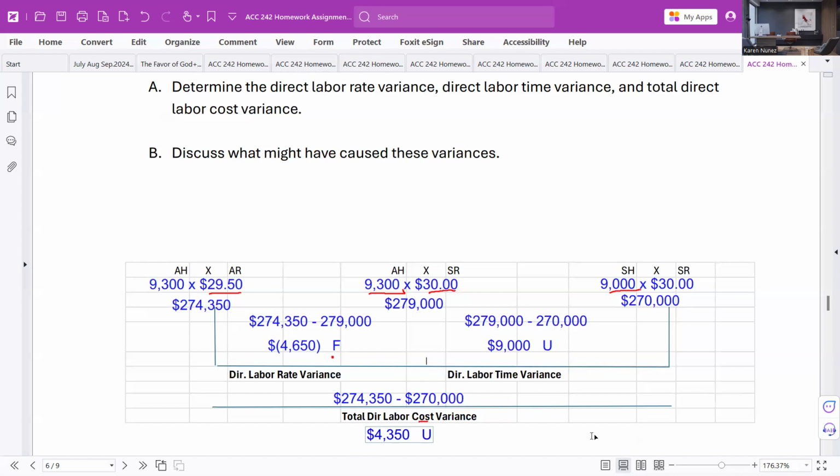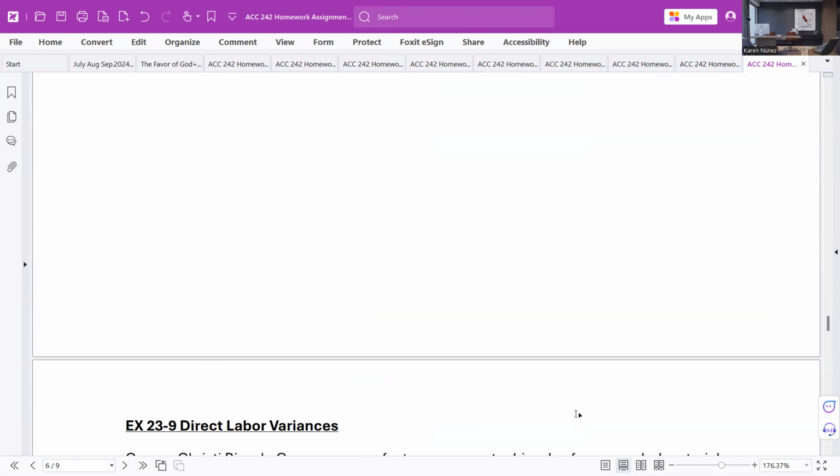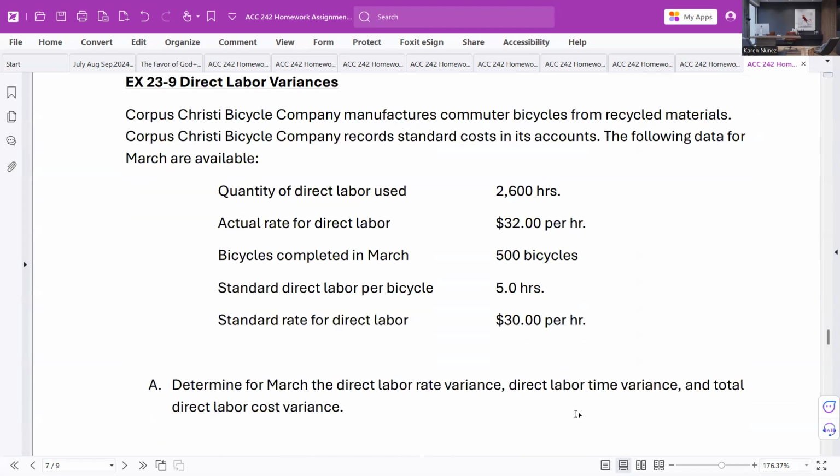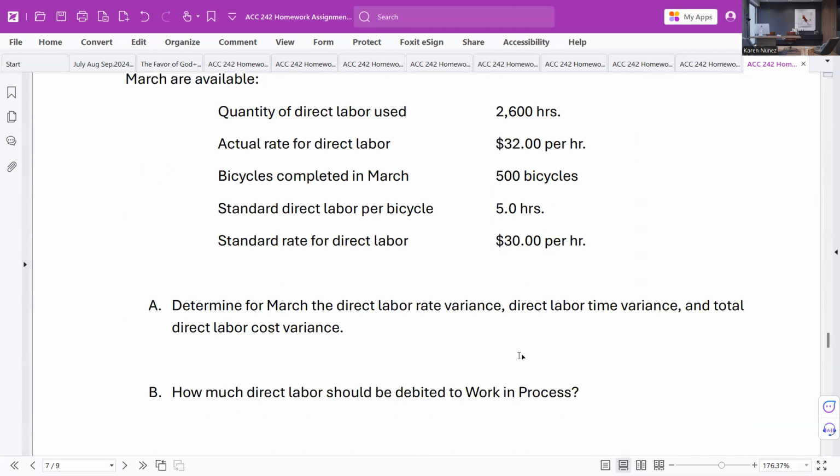Okay, let's take one more look. We've got a couple more to look at for labor. So let's do those. For exercise 23.9, we've got some basic information here about the actuals, the labor hours, labor rate, and then the information about the standards. Let's plug all this information in, and then we'll talk a little bit about what actually goes into that work in process account.